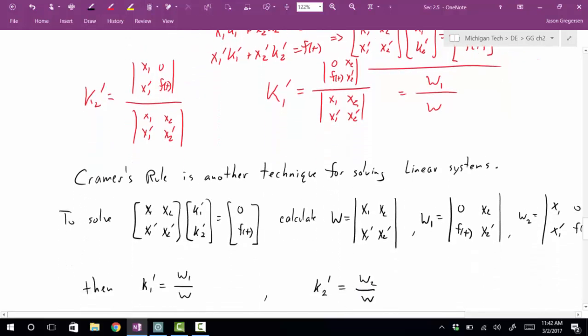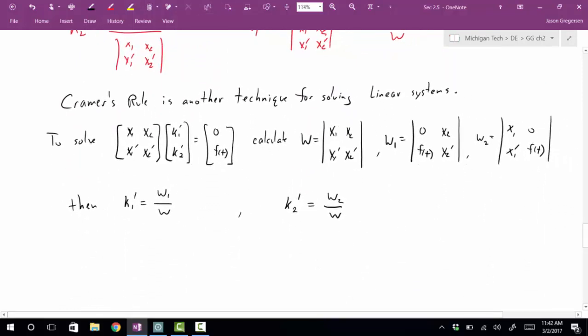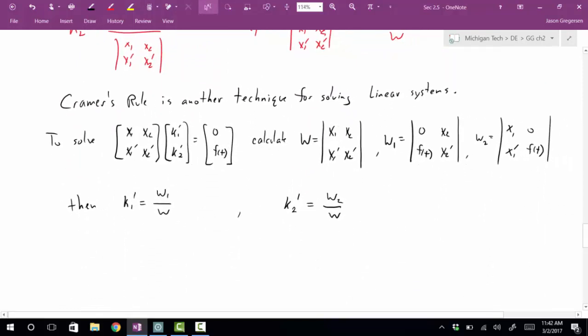All right, to summarize, this is really the important stuff here, right? Right from the very start, once I find the complementary solution, I know what x1 is. I know what x2 is. So I can use that knowledge of x1 and x2 to directly write down what W, W1, and W2 are. That's your first little step in actually solving this: calculate the Wronskian, calculate W1, calculate W2. Then we can use those to write expressions for K1 prime and K2 prime. K1 prime is just W1 over W. K2 prime is just W2 over W.